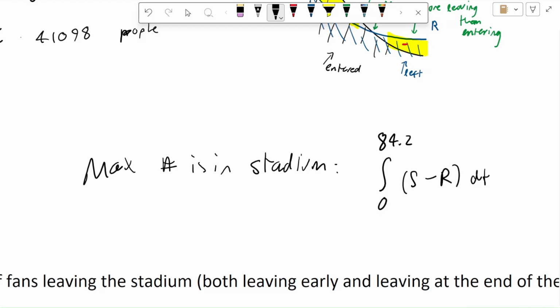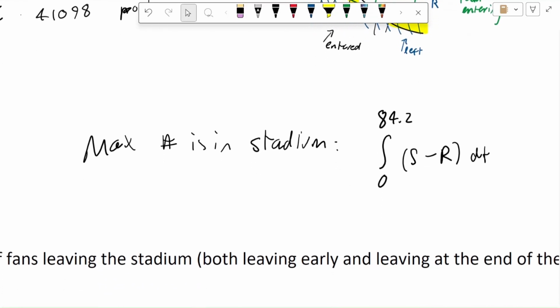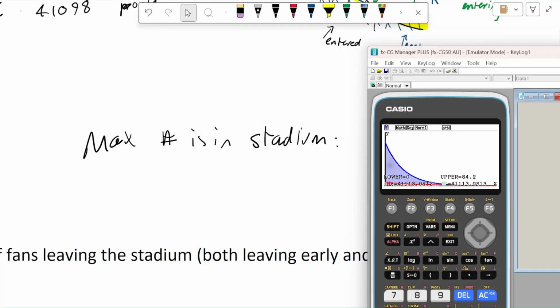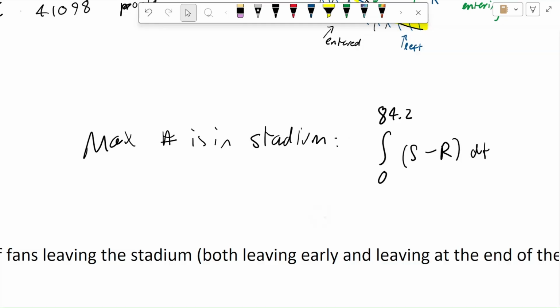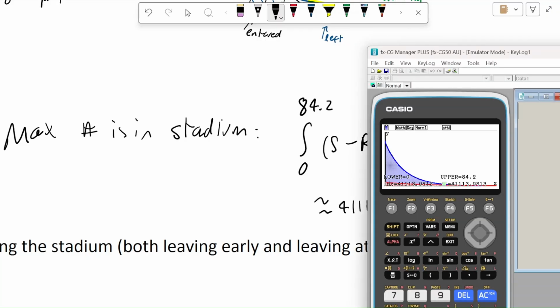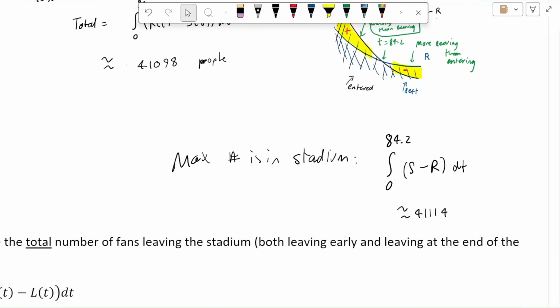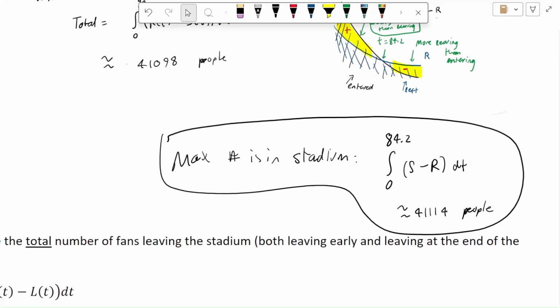T there. And your calculator can just tell you that value as well. It should be a little bit bigger than 41,000. So we're going to go there, mixed, 0. We'll have a think. 0 there, and 84.2 there. And that should give us a number. When it thinks about it, 41113.9, so that's up to 41,113 people. So that was sort of the most that were ever in the stadium, just in case you're wondering.